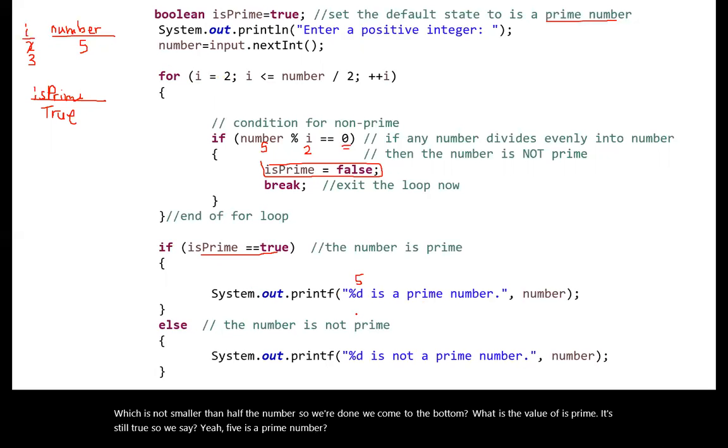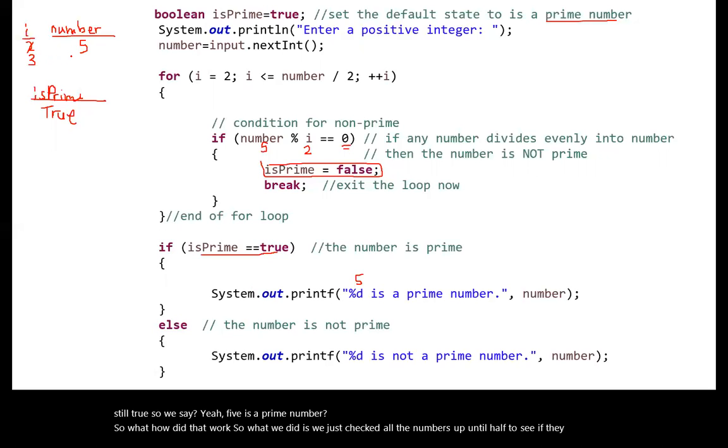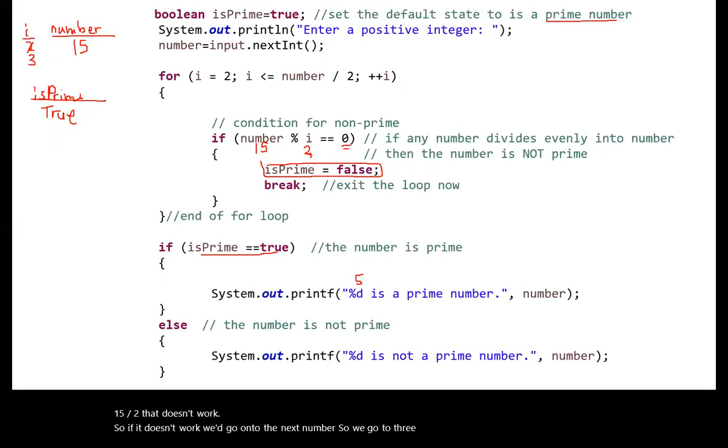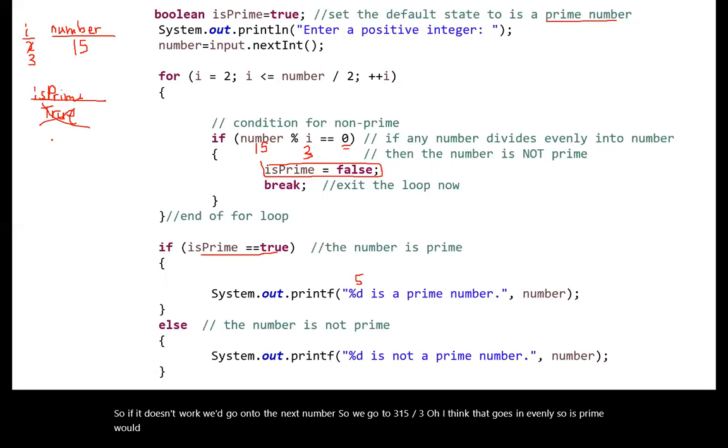So how did that work? What we did is we just checked all the numbers up until half to see if they divided in evenly. Maybe we should do this with a bigger number. What if it was 15? 15 divided by 2, that doesn't work. So if it doesn't work, we'd go on to the next number. So we go to 3. 15 divided by 3, ooh, I think that goes in evenly. So isPrime would now change to false.